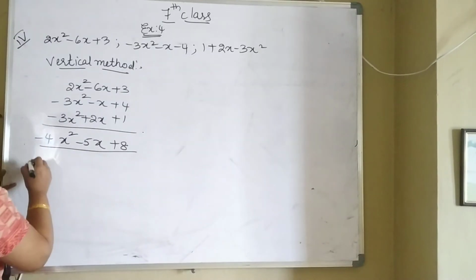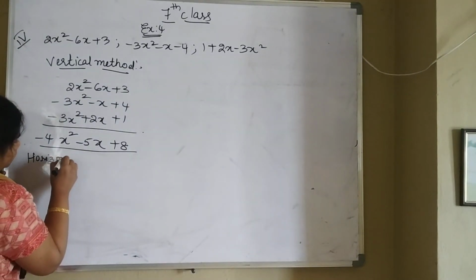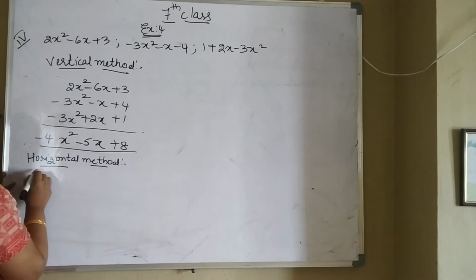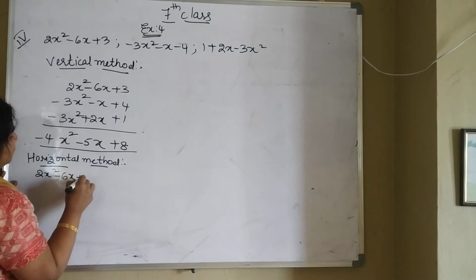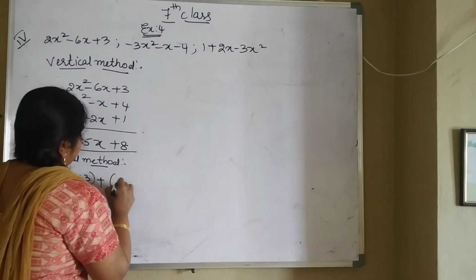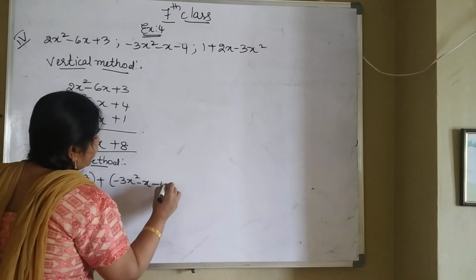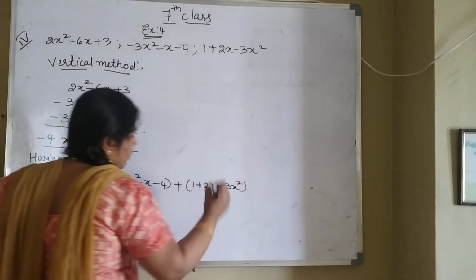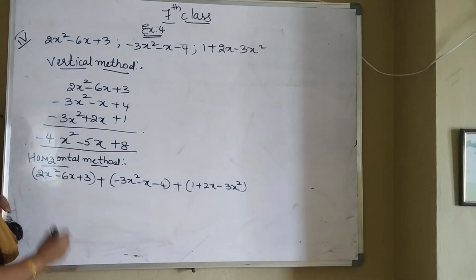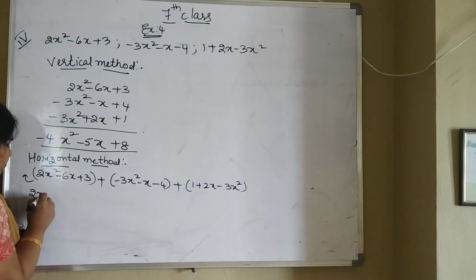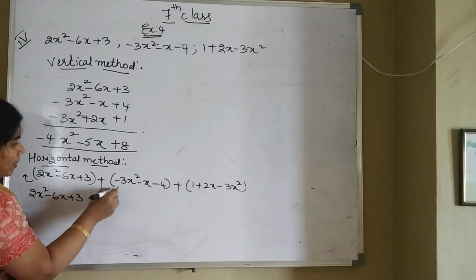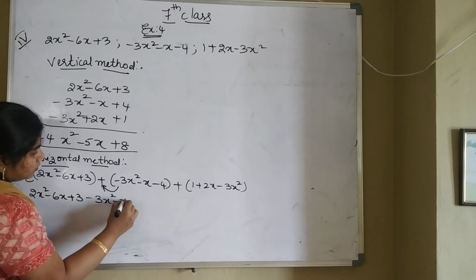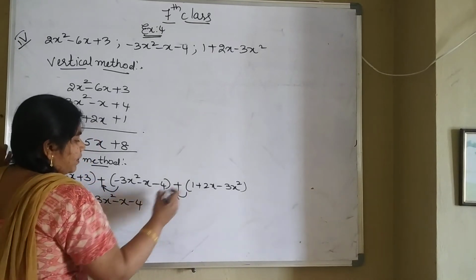Now we will see the horizontal method. So write all the expressions. 2x square minus 6x plus 3 plus minus 3x square minus x minus 4 plus 1 plus 2x minus 3x square. Okay, so before the bracket what signs are there? You see plus sign. So write as it is. Plus sign, write as it is. Plus sign, write as it is.